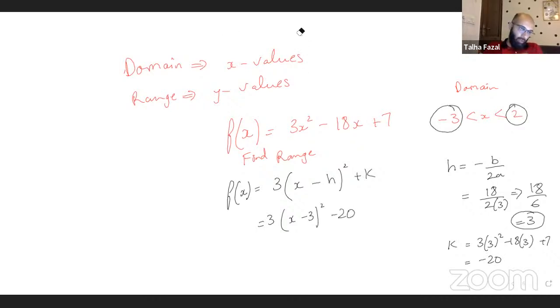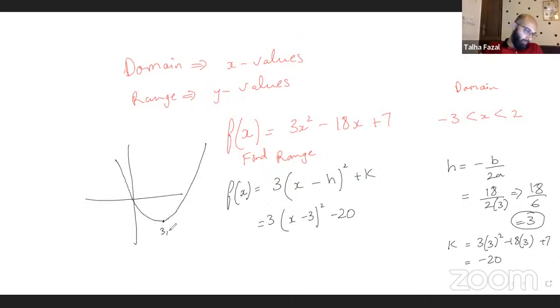Now, coming back to the domain, it's between negative 3 and 2. So if I try and draw the graph, the turning point is here, (3, -20). The graph will probably look something like this, with this point being (3, -20). But if you look closely, the domain that is actually given to me only begins from here and goes like this. So I need to find this value and this value. For this given domain, the function is one-to-one. So I can simply substitute the extreme values for the range.